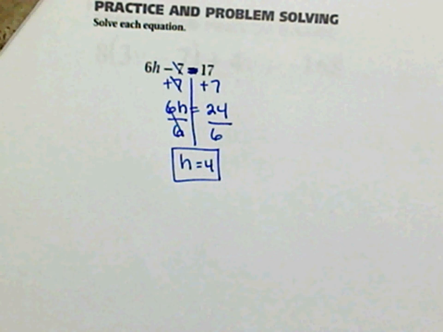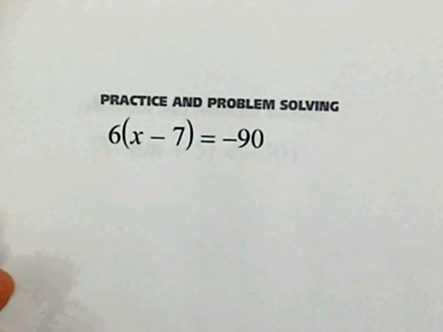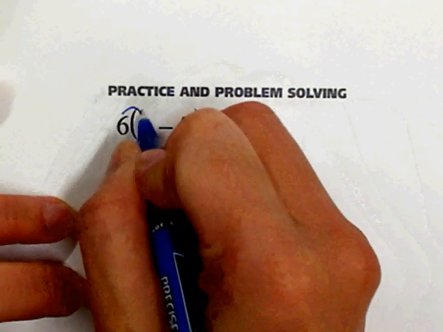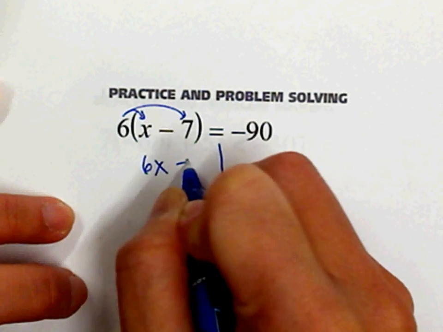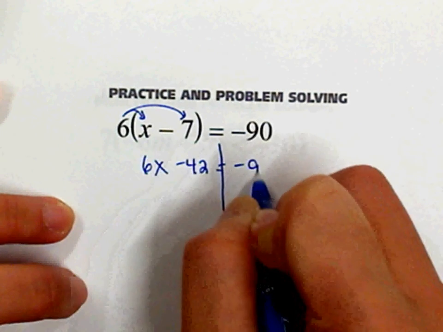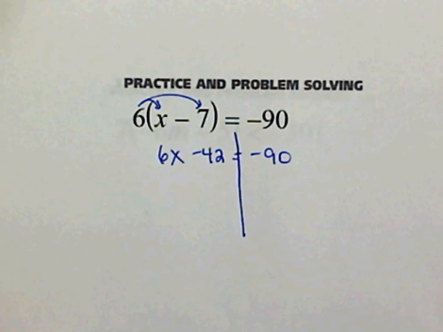Try this one. Try the next one. Now remember to distribute first. So 6x minus 42 equals negative 90. All right, you guys go ahead and try that. You're starting to get the hang of it. Very good. And just like anything, it comes with practice.